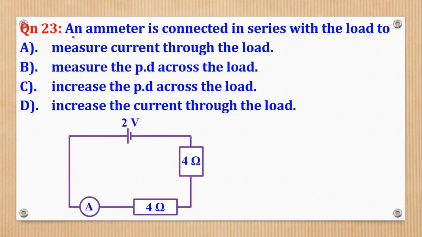Then question 23 says, an ammeter is connected in series with the load to measure current through the load. It is true an ammeter measures current and it is connected in series. To measure PD, not okay, because it's a voltmeter which measures PD. To increase the PD across the load, no, it only measures current. Increase the current through the load, no. So the only answer is part A.